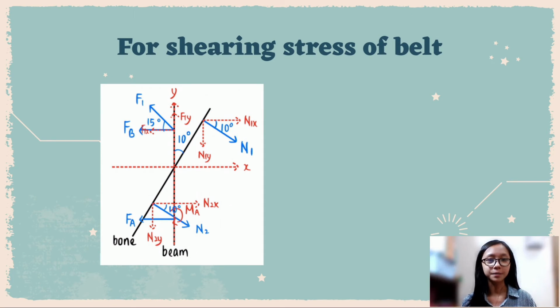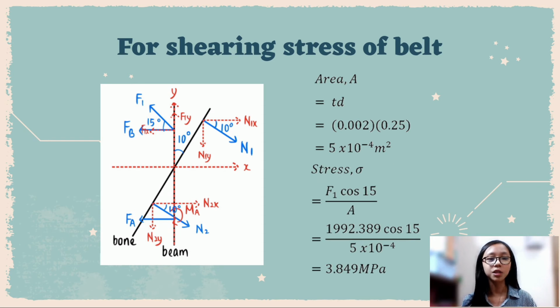When calculating it, P will equal F1 cos 15, as the force should act parallel with the area. Due to the rectangular shape of the belt, the area can be determined through the formula where area equals TD, and T refers to the thickness, and D refers to the diameter. The calculated shear stress is 3.849 MPa. The shear stress value can be higher, as the maximum stress can be exerted. It depends on the materials of the belt.